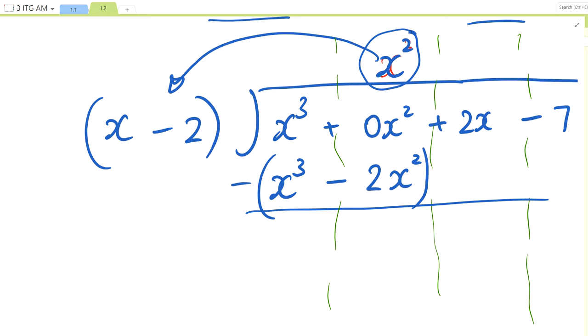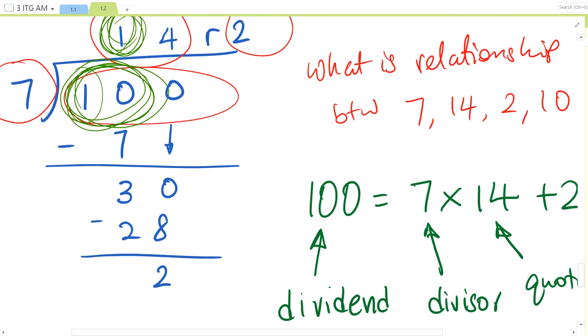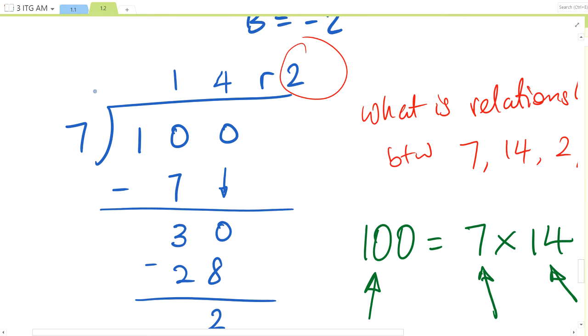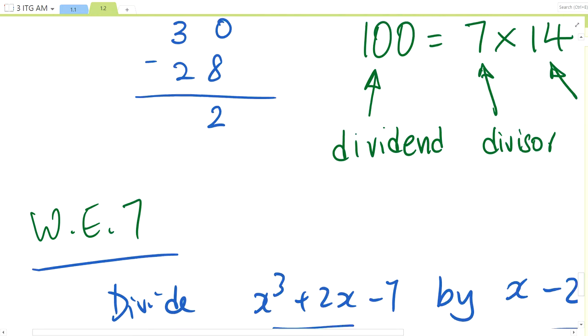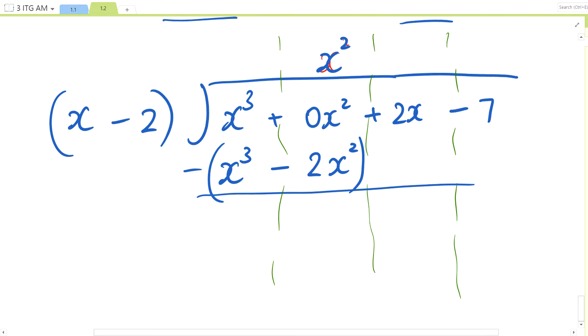Why must x squared times x minus 2? Let's look at this. After we identify 1 over here, what do we do to the 1? Times 7, same thing. Then after that we identify 4, then 4 times 7 we get 28. We always multiply, and then we subtract it off. Back to this: I subtract it off. It is not a coincidence that my x cubed disappears. I want it to be that way. I planned for it to be that way.